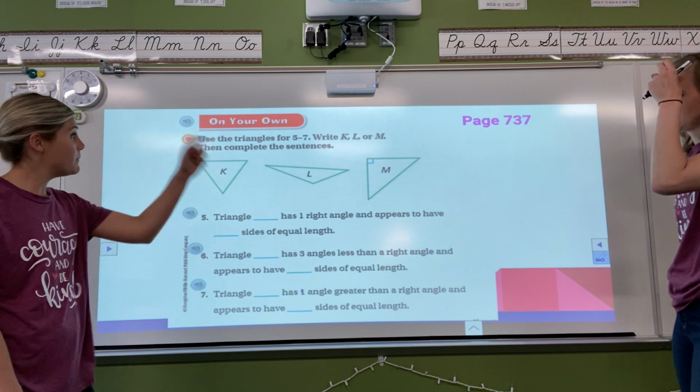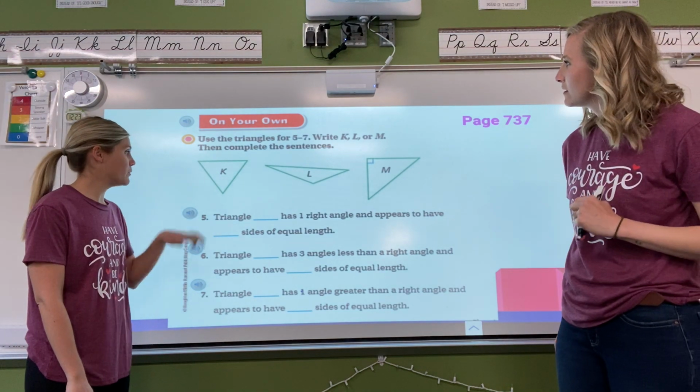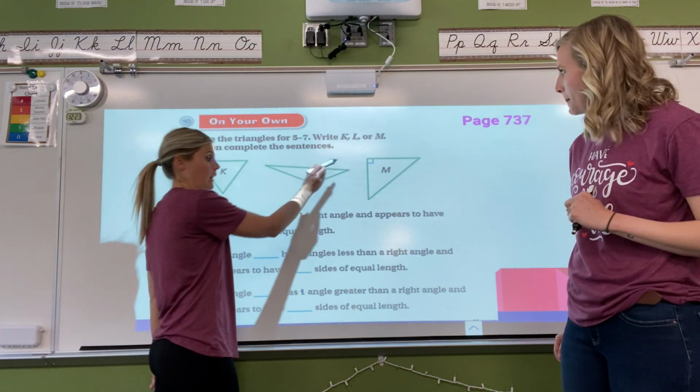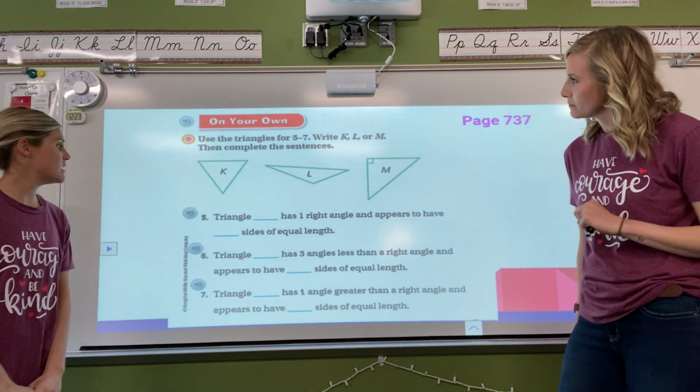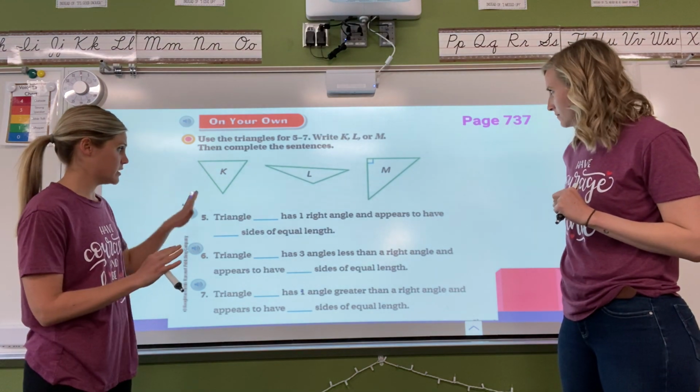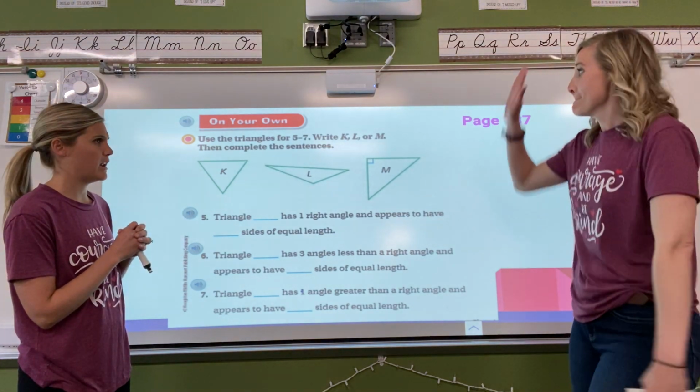All right, we're still on page 737, but we're down to number 5 now. So now we're looking at K, L, and M. It says triangle blank has 1 right angle. Okay, I'm just going to stop right there. Which triangle has 1 right angle?